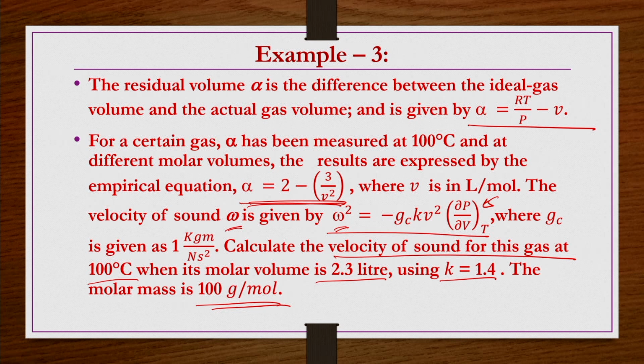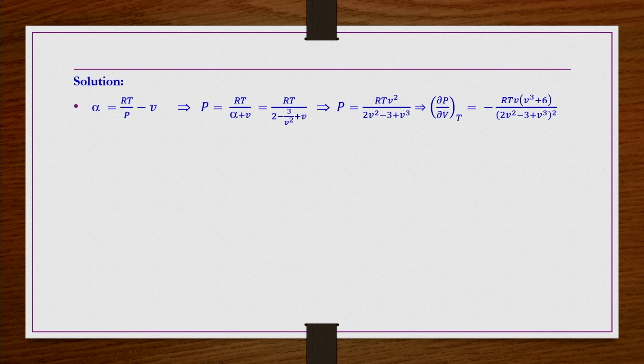Then substitute here, simple. So, alpha is given like this. If you rearrange this equation, P is equal to RT by (alpha plus V). Alpha is given for this system as 2 minus 3 by V square. You can rearrange this equation, so you will get this one, and then ∂P/∂V at constant T, if you do, you will get this equation.